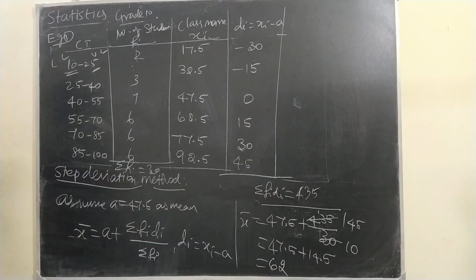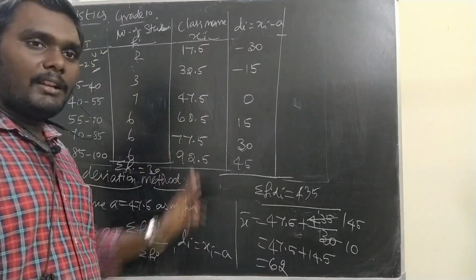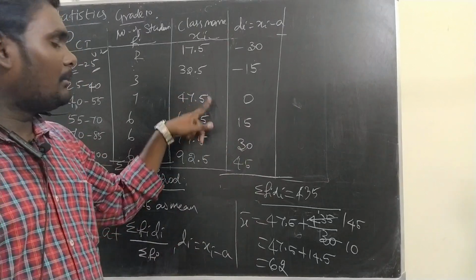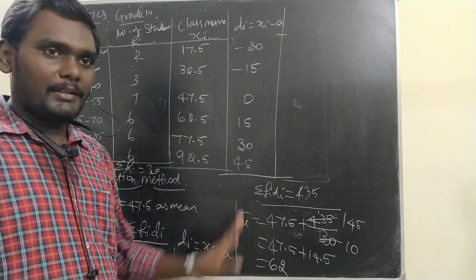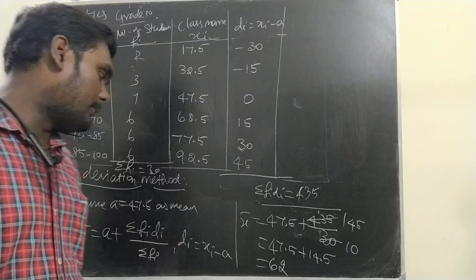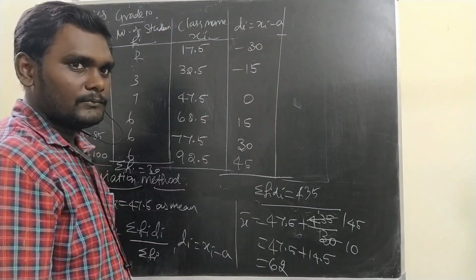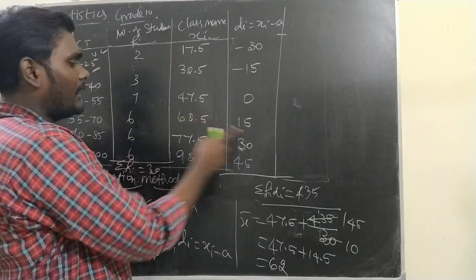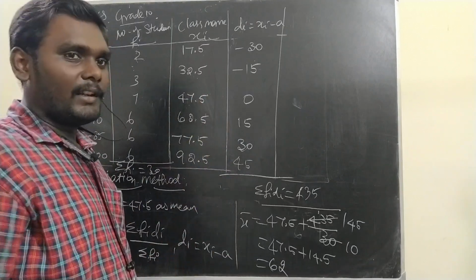See, the step deviation method is simple. Previously, we had big numbers here. While multiplying, we will get big numbers. That is why we assumed one number as the mean and subtracted it from everything. We ended up having di, that is called the assumed mean method. Then fi di we calculated. Now this number also feels big to me: 2 times 30, 3 times 15, 6 times 15. Again big numbers, so we need to simplify this further.